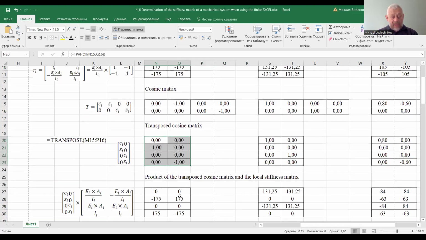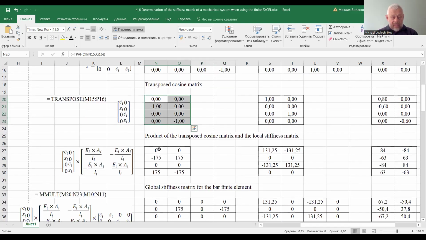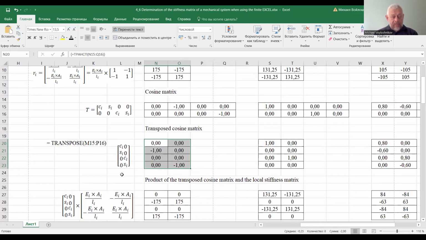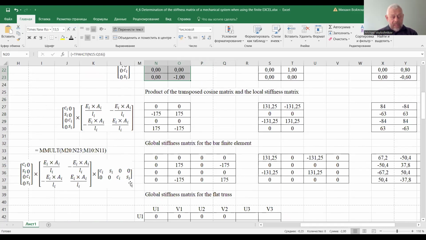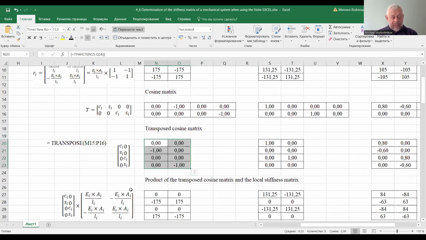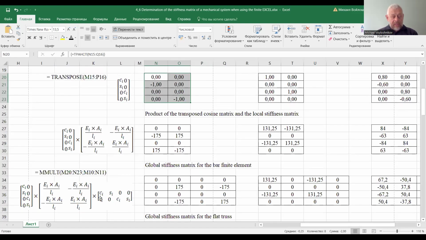And after that, we have the result of the product. The result of this product we have to multiply again by the cosine matrix, just the cosine matrix, not transposed. So the third factor in the product of three matrices is just the cosine matrix.